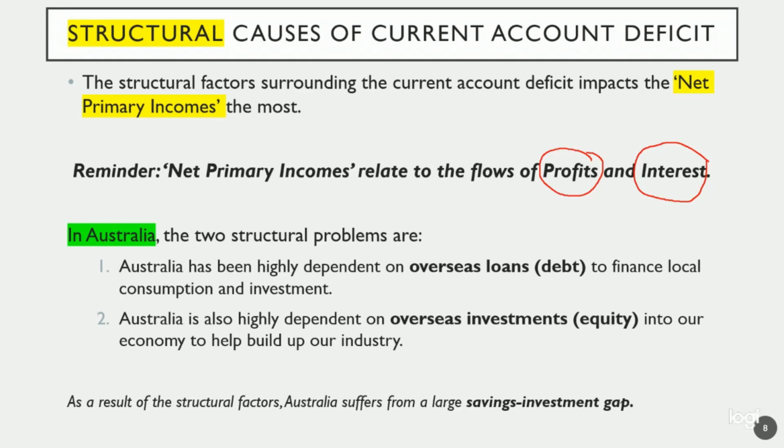And so for Australia in particular, we have two structural problems, and it is summarized by our savings and investment gap. What that means is that Australia has been highly dependent on overseas loans, and loans is referring to debt, to finance local consumption and investment. We also depend highly on overseas investments, which are equity transactions. So how does this actually affect the current account? We're going to be using a visual to demonstrate how this all is linked.